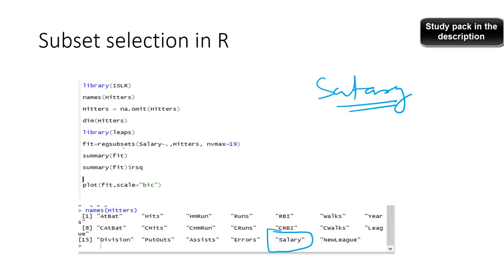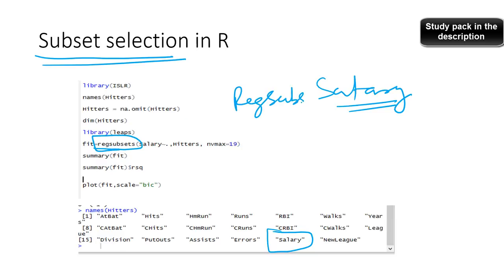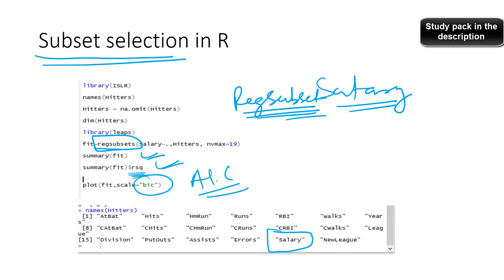Now we're going to use first subset selection, and we're going to use this function regsubsets, which will do the subset selection for us. And then we'll see the summary statistics, we'll see the R square values, and we'll plot the BIC values, the Bayesian information criteria. We can also do the Akaike information criteria or the Schwarz Bayesian criteria. So this will help us select the best model. Now, the syntax is very simple, right?